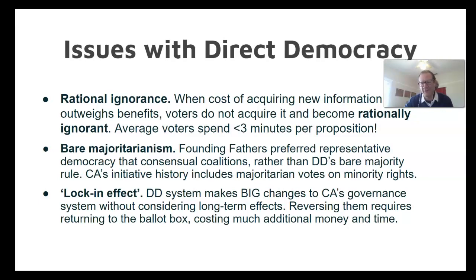Now, there are some commonly suggested issues with direct democracy. There's actually more than this, but for our purposes here, these three are really going to help frame our discussion in a helpful way. First, there's a problem of what we call rational ignorance. When the cost of acquiring new information outweighs the benefits, voters do not acquire it, and they are therefore rationally ignorant, right? So average voters spend about 3 minutes per proposition.